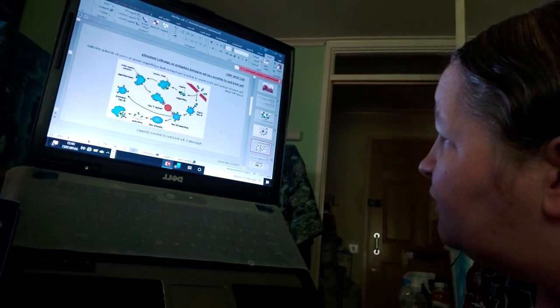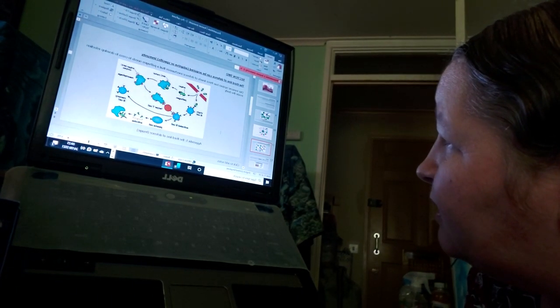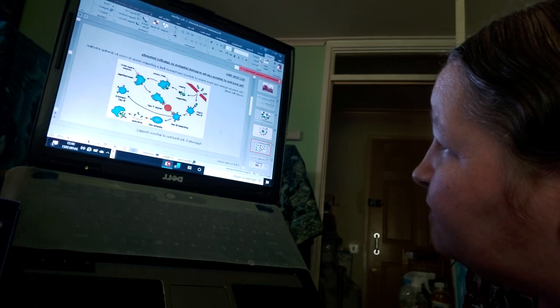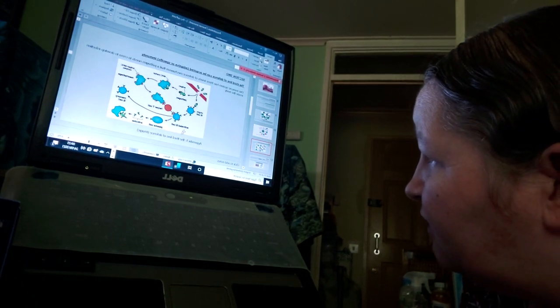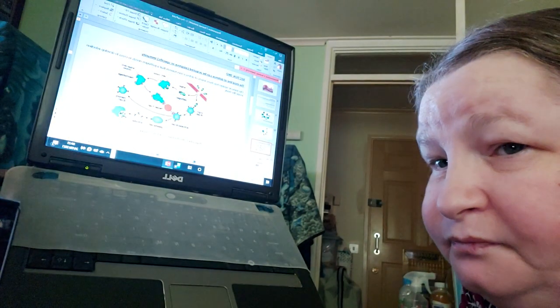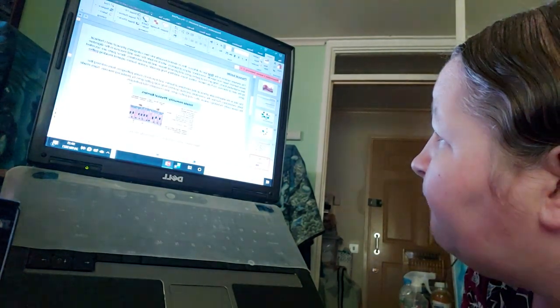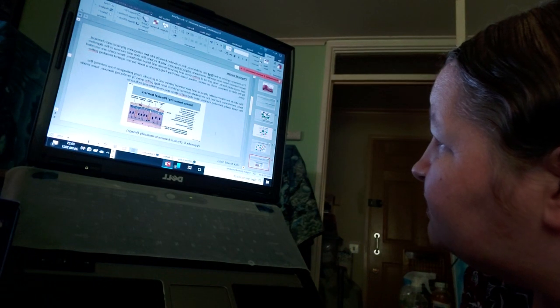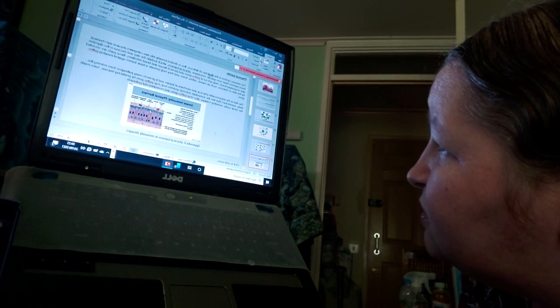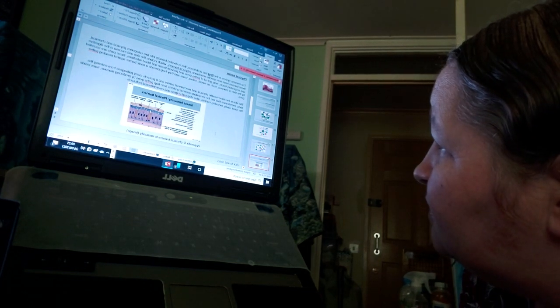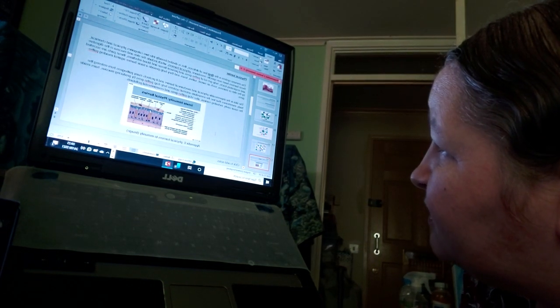Section 2. The third line of defence can be acquired, adaptive or specific immunity. Here's a picture of the third line of defence. Physical barriers are the first line of defence. This is divided into two categories, physical and chemical. These barriers are non-specific in resistance.